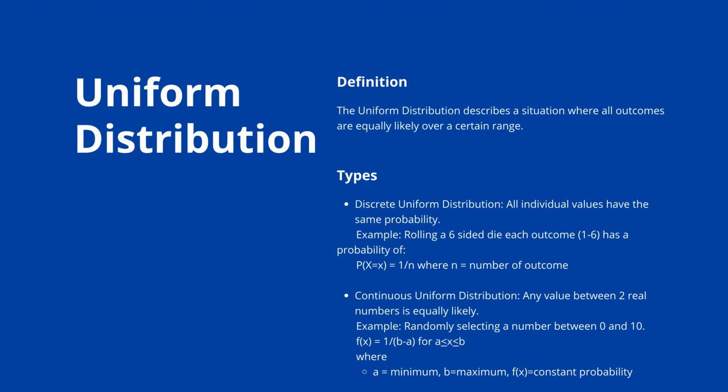In discrete, all individual values have the same probability, but in continuous, any value between two real numbers is equally likely. For the discrete example, rolling a six-sided die, each outcome has a probability of 1/6. And for the continuous, selecting a random number between 0 and 10. So these are the formulas to calculate the discrete and continuous uniform distributions. The uniform distribution is the fairest of them all: simple, equal, and unbiased. Perfect for when you don't want to play favorites with your data.